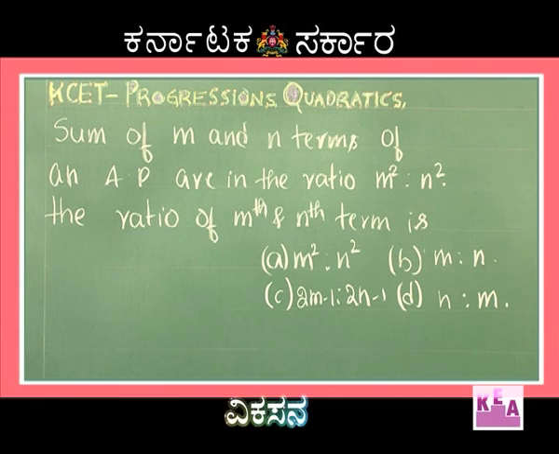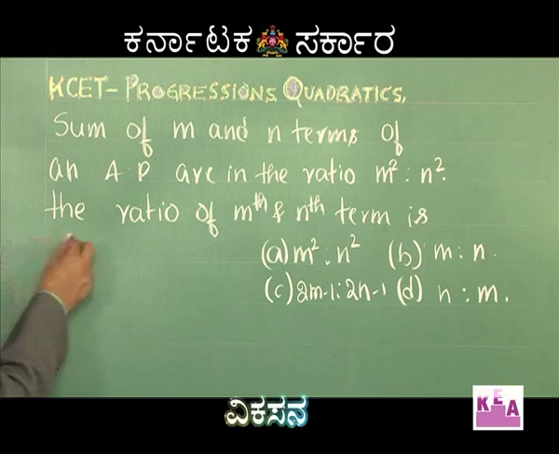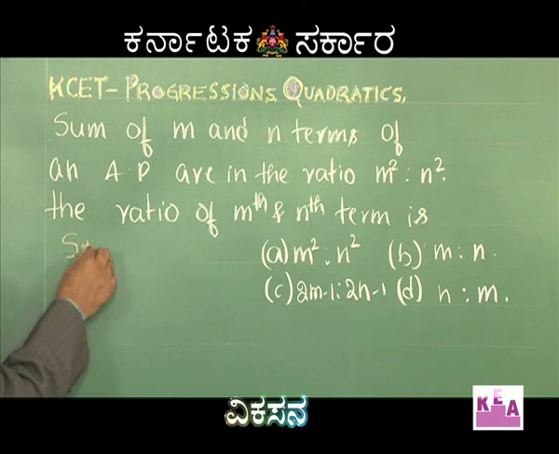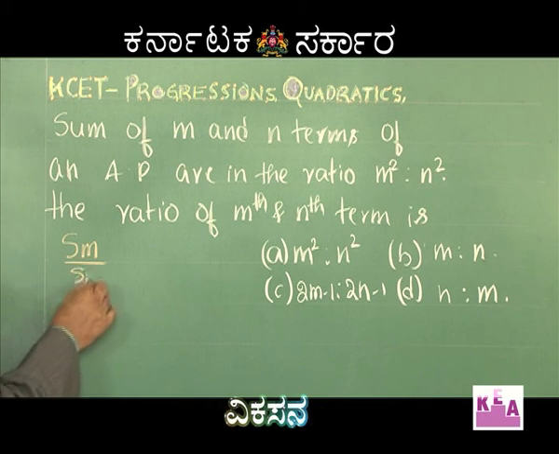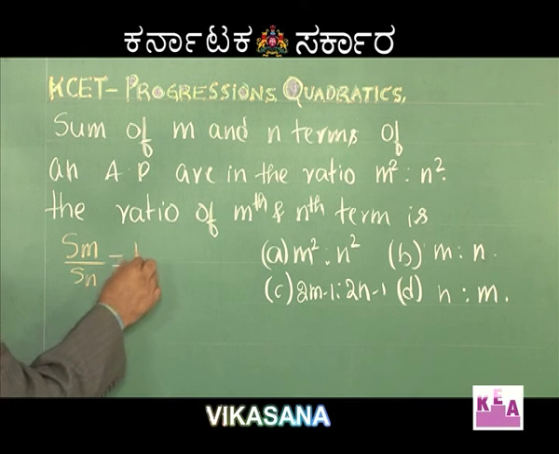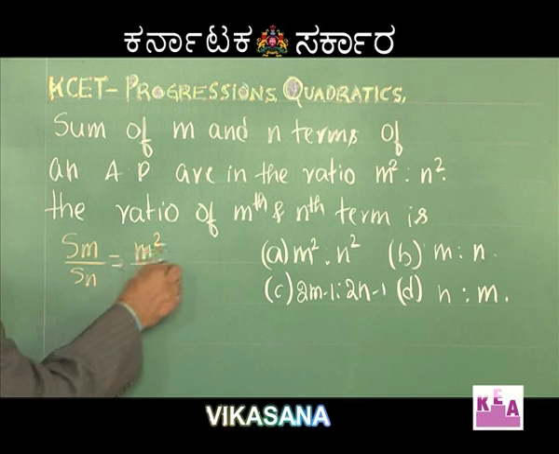Sum of m and n terms of an AP are in the ratio m square is to n square. The ratio of mth and nth term is, or mth to n term also you can say, option A m square by n square, option B m is to n, option C 2m minus 1 is to 2n minus 1, option D n is to m. Look at this, dear students. You can see here Sm over Sn is equal to m square over n square.